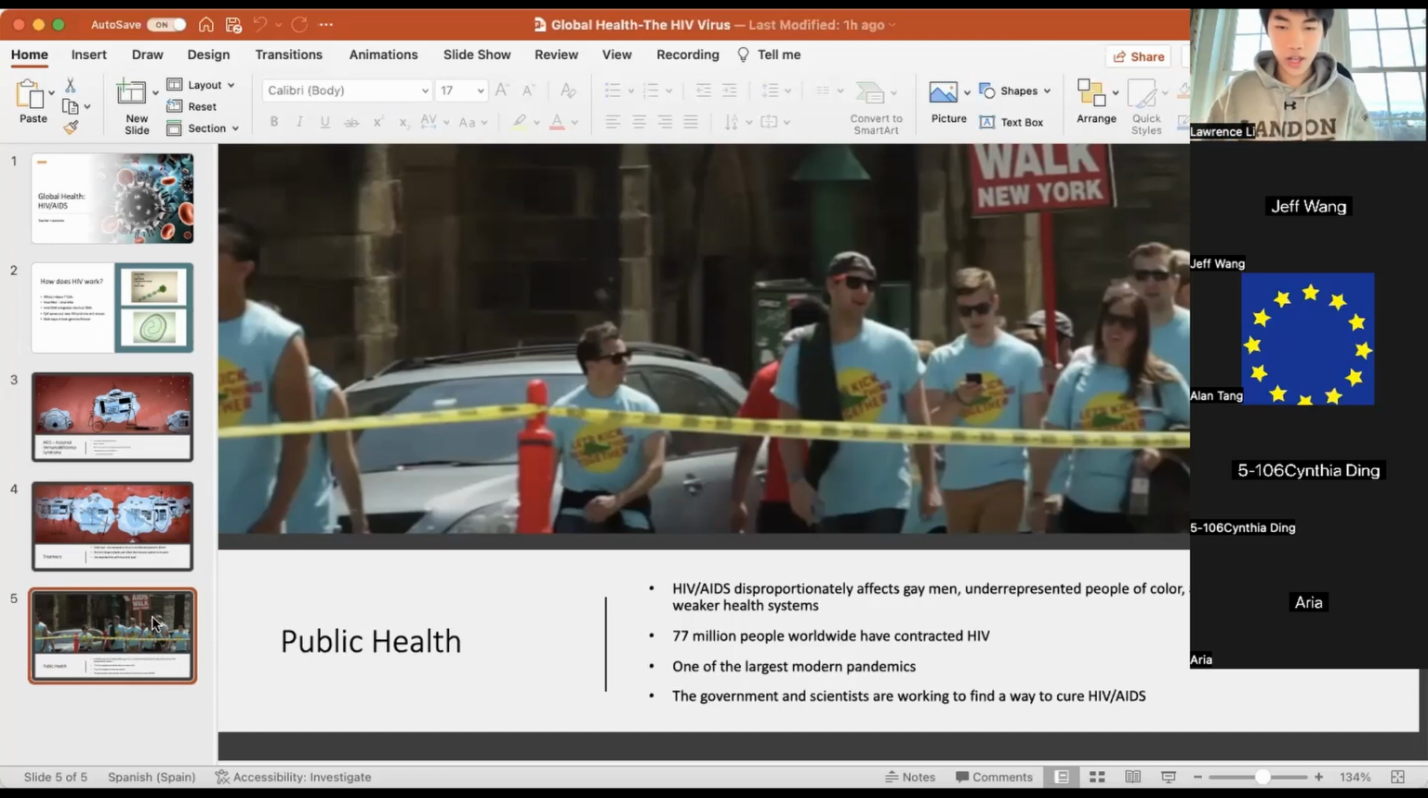As I mentioned earlier, it is one of the largest modern pandemics. 77 million people worldwide have been affected by HIV. 77 million people is no joke. That is a difficult number of people to visualize. And so the government and scientists are always pouring money and time into a really influential, a really important sector of research, which is to find a cure to HIV/AIDS.